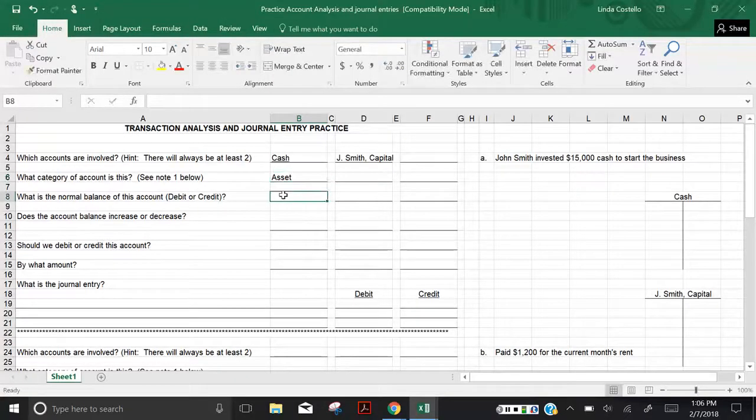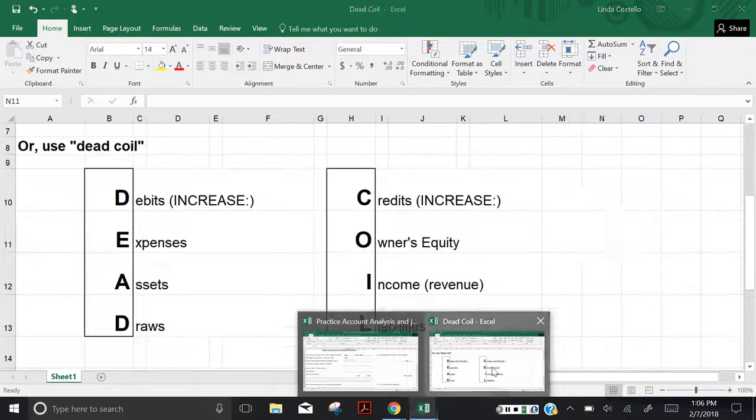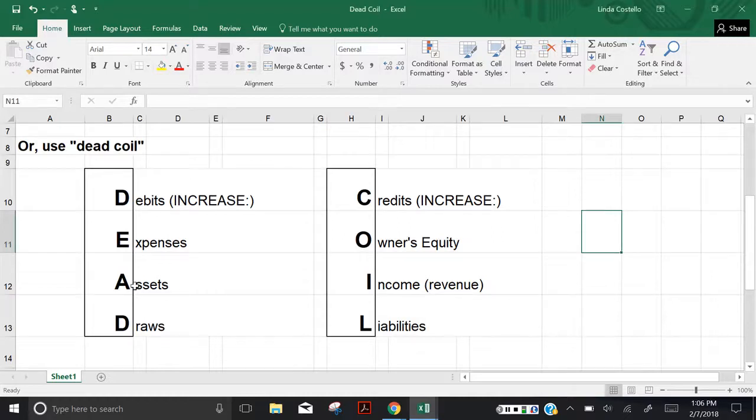We want to know what the normal balance of cash is. I'm hoping that by now you know, without looking at DEAD CLIC, that cash is an asset and therefore has a normal debit balance. You really do need to be there by now. But in case you're not, go ahead and sneak a peek at DEAD CLIC. It'll help. All asset accounts have a normal debit balance.